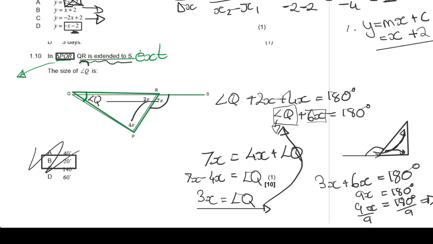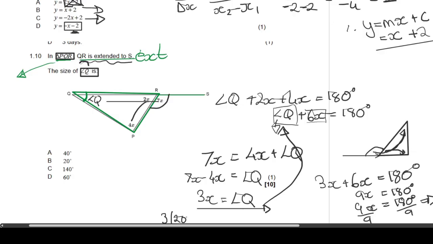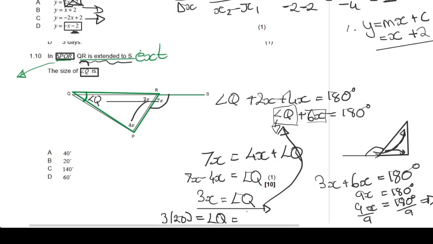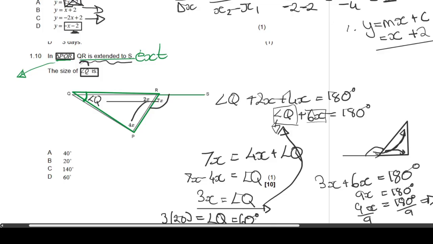No, it's not, because they're not asking for x, they're asking for angle Q. And we saw that angle Q is 3x, and we have the value of x. So let's substitute x into it. So 3 times 20 is angle Q. Therefore, angle Q is equal to, what's 3 times 20? 60 degrees. So D will be your correct answer.